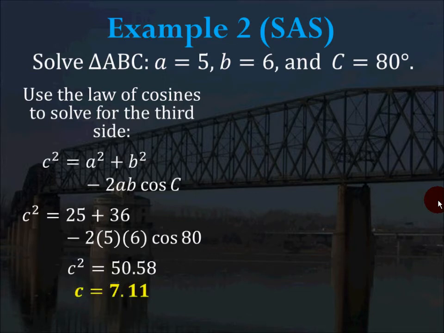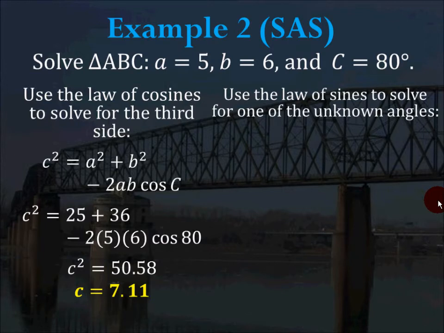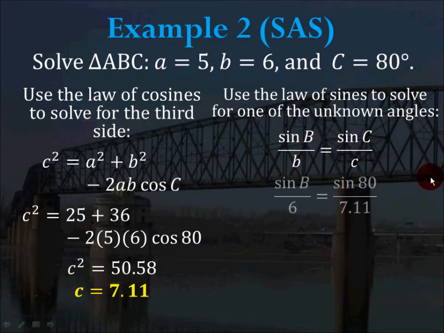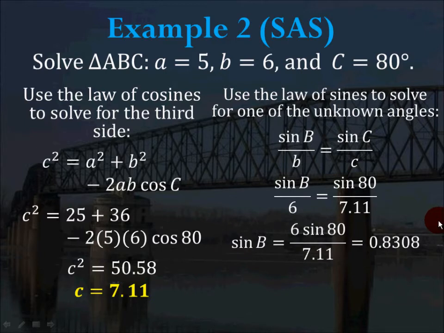All right, now that we know side c, what do we do next? We use the law of sines to solve for one of the two unknown angles. So let's again use angle B. Sine B over b is equal to sine C over c. So let's plug in the values that we know. Sine B over 6 is equal to sine of 80 over 7.11. So B is equal to 56.2 degrees.